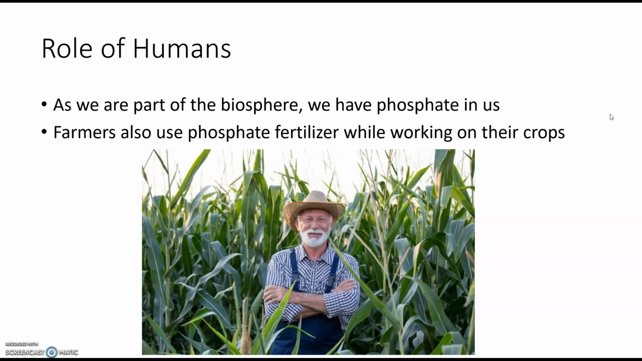And the role of humans is also very important. Obviously, we are part of it, as we are part of the biosphere. We have phosphate in us. But another thing I learned is that farmers will use phosphate fertilizer while working on their crops. I did not know that. I'm guessing it probably helps them grow quicker. But with it making their crops grow quicker, it will speed up this process a little bit, obviously. But yeah, that's the phosphorus cycle.